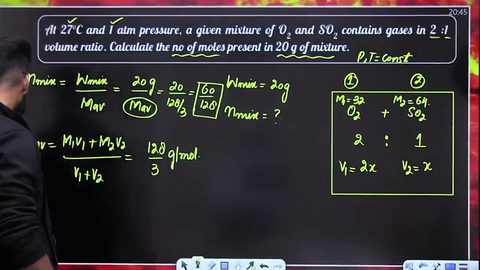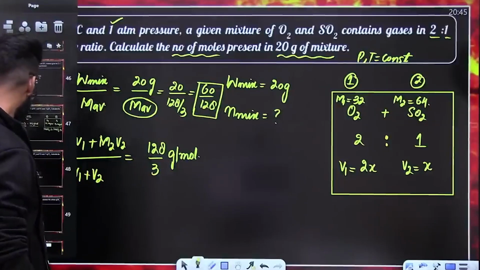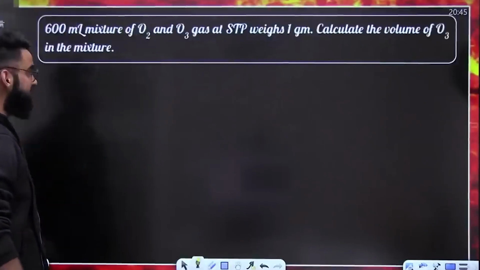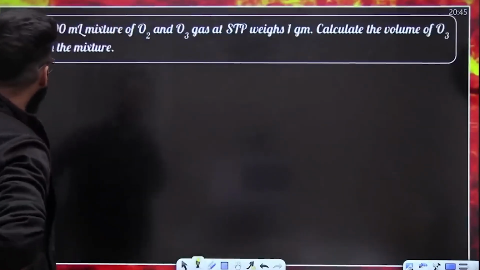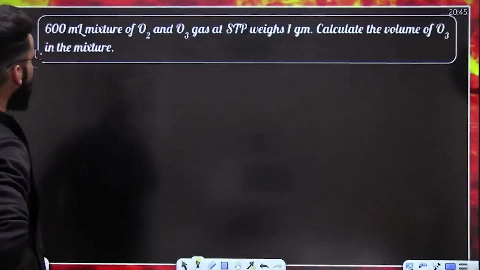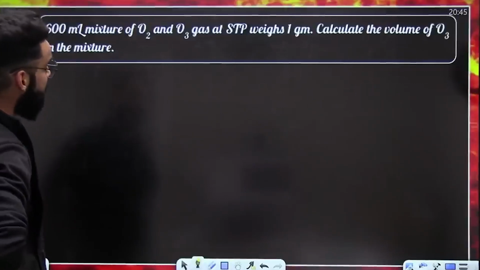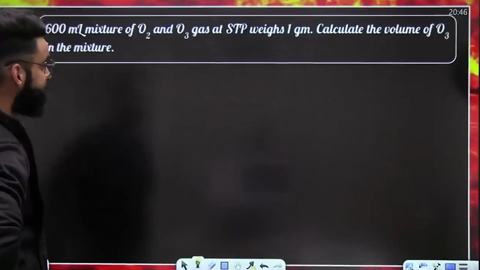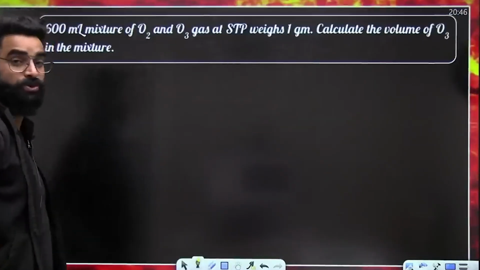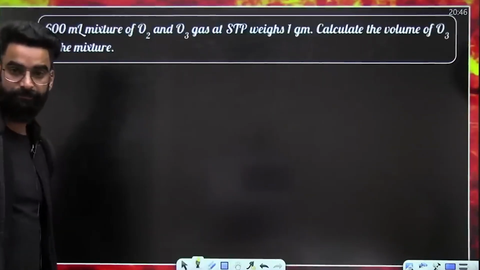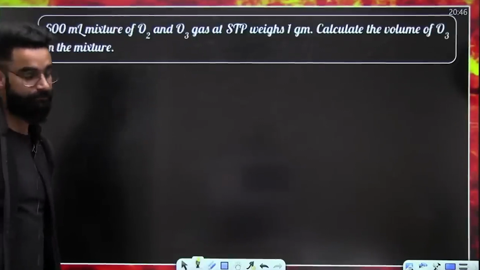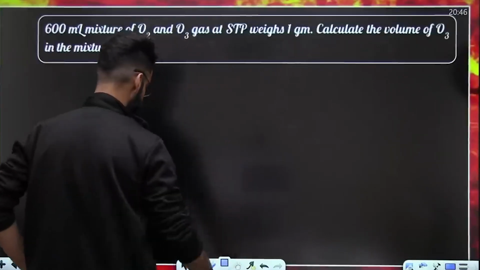All right, so let's move on to one more question which can be asked. The question is: 600 ml mixture of O2 and O3 at STP weighs 1 gram. Calculate the volume of ozone in the mix. It's a nice question. Let's see how this sort of question is solved.